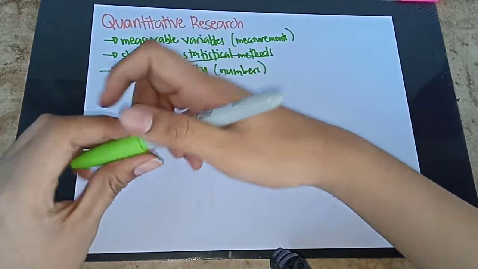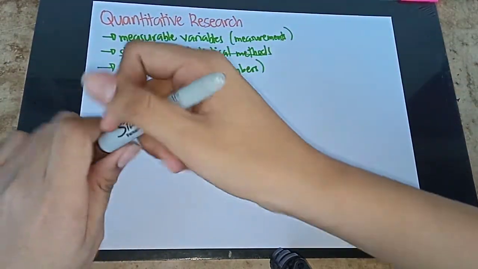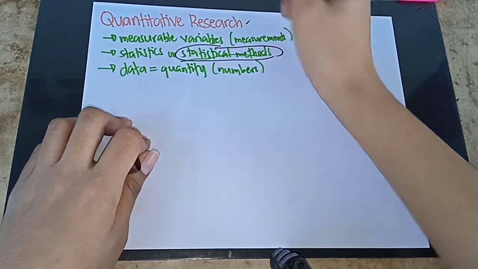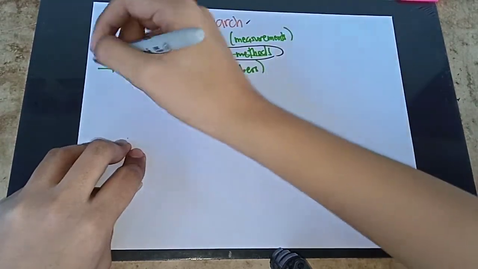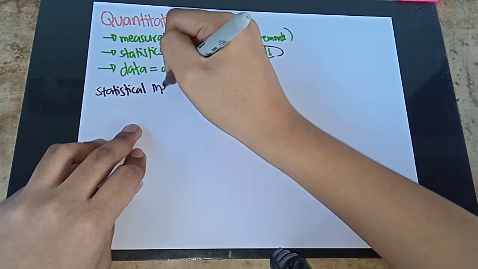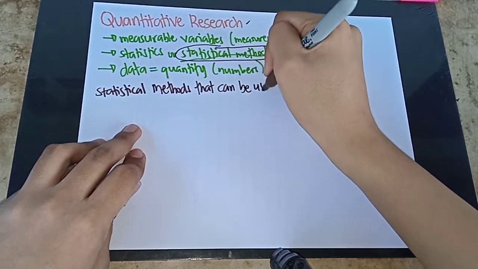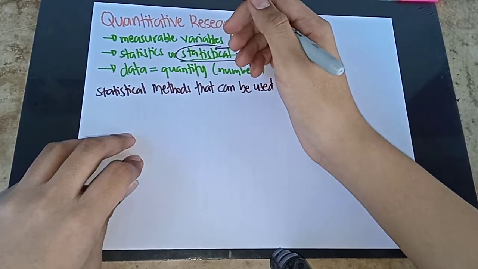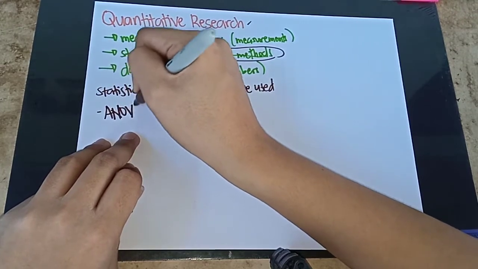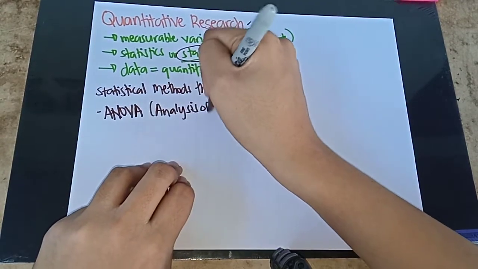Examples of these statistical methods are as follows. I will give you an example of statistical methods that can be used in quantitative research, especially in your SIP. The statistical methods that can be used in quantitative research are as follows. Number one, we have the ANOVA. ANOVA is just the abbreviation of analysis of variance.